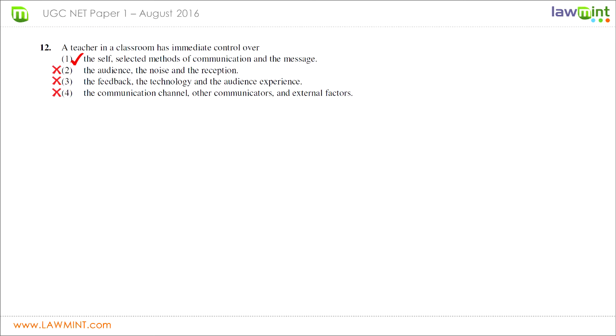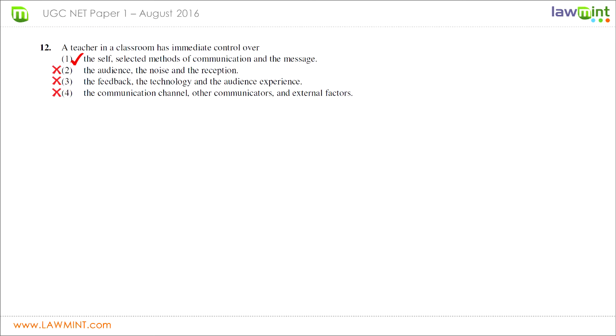Now, the teacher does not have a control over the audience. Similarly, noise is something that is external or maybe even internal to the students. Therefore, the teacher does not have any control over noise as well. And the reception is something which depends on a lot of factors that the teacher cannot control. Therefore, we can eliminate statement 2.